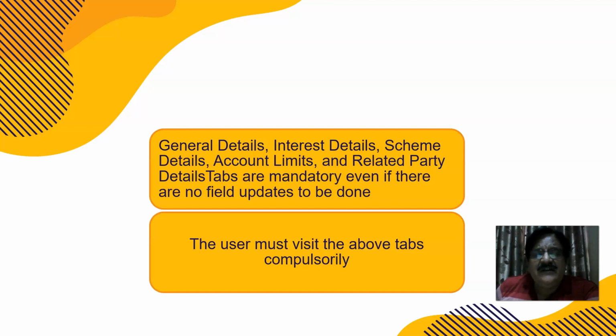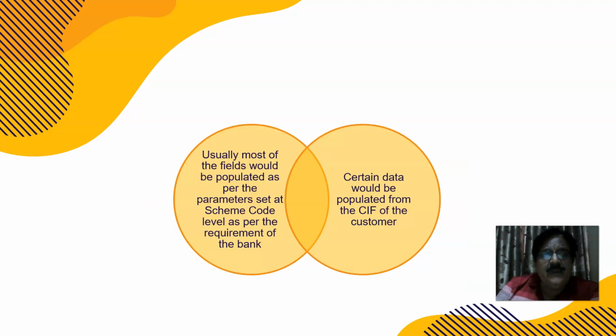And these tabs are mandatory even if there is no field updation done in these tabs. The user or verifier has to visit the tabs compulsorily. Otherwise, the system will show you an error after you complete the job. There will be hyperlinks of the errors appearing on the screen, and you'll have to go there and then do it. It's better you make it a habit and visit all these tabs without hesitation, without any reminder.